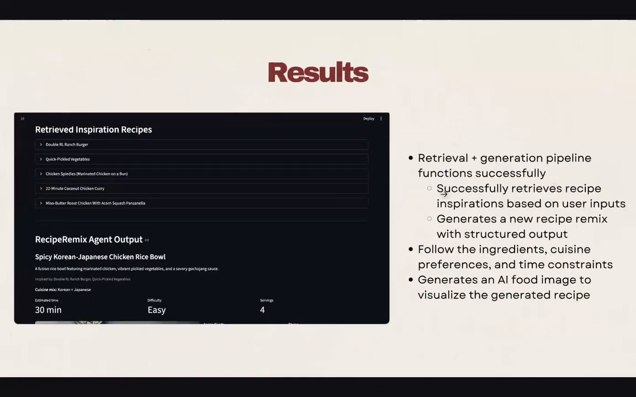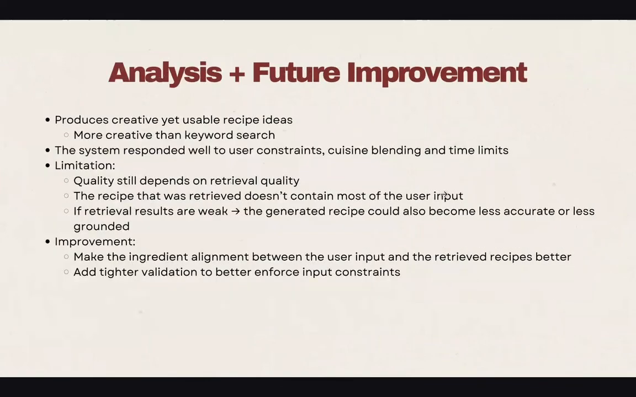So for the results, the retrieval and generation pipeline works successfully. The system can retrieve recipe inspiration from user input and generate a structured remix recipe following the ingredient, cuisine preference, and time, and also produce an AI food image for visualization. For the analysis, the system produces creative but usable recipe ideas, and it responds well to the user constraints, cuisine blending, and time limit also.